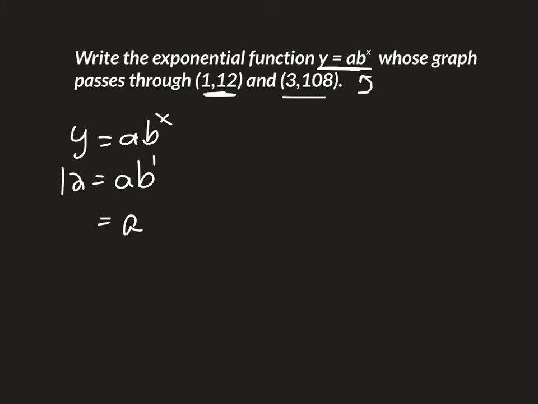First of all, b to the first power is just b, which means a is 12 over b. That's what a is. Keep that in mind. That's what a is, 12 over b. So now I write my other one over here.